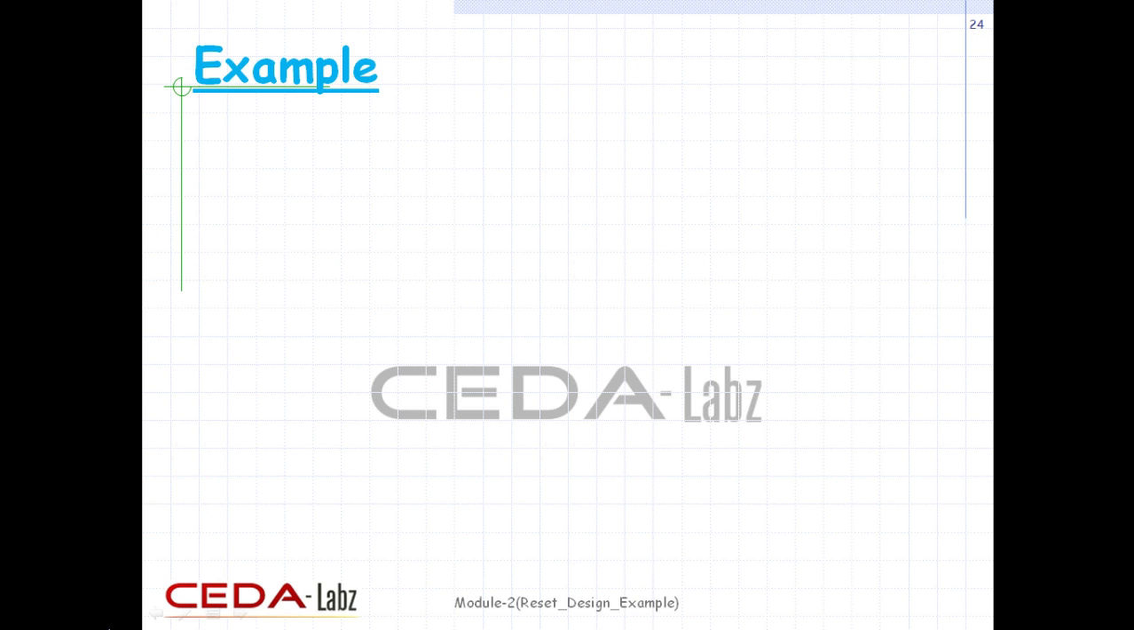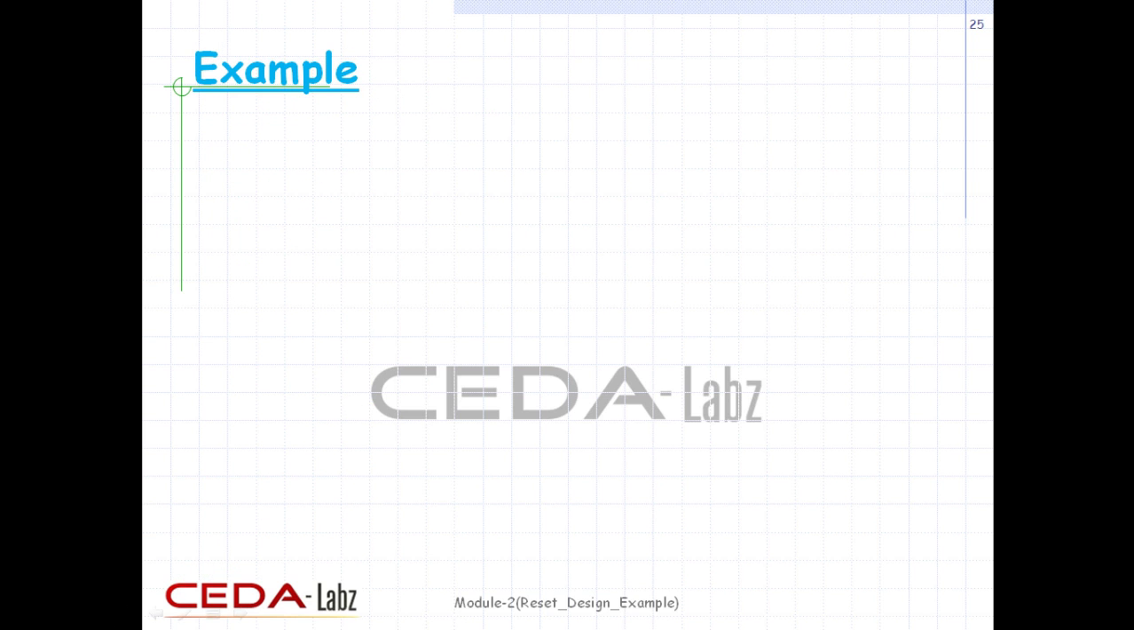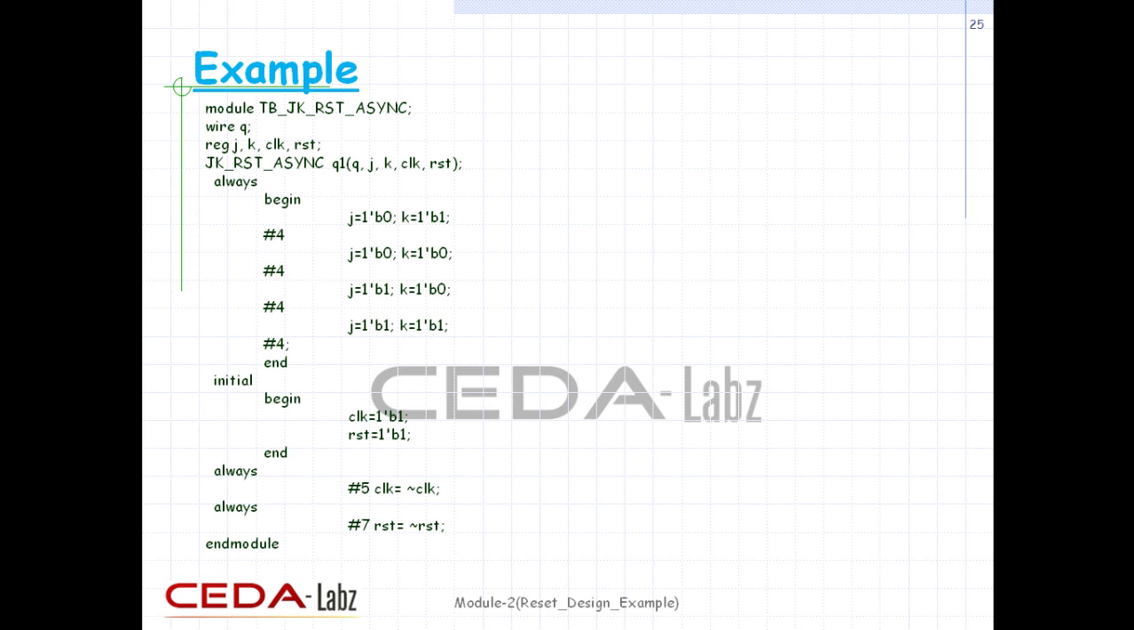Similarly, here is the Verilog code for positive edge-triggered JK flip-flop with active low asynchronous reset. Here also, as it is asynchronous, sensitivity list will have both reset and clock as events. Further, reset is active low, so when reset is low, output will be low. Or else, JK flip-flop will work accordingly. And here is the test bench.